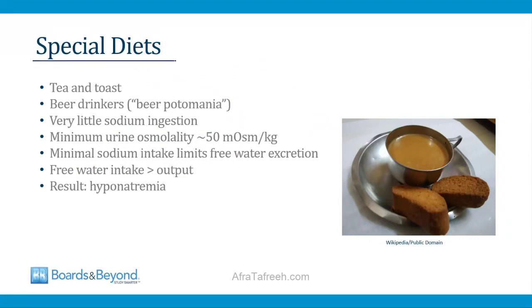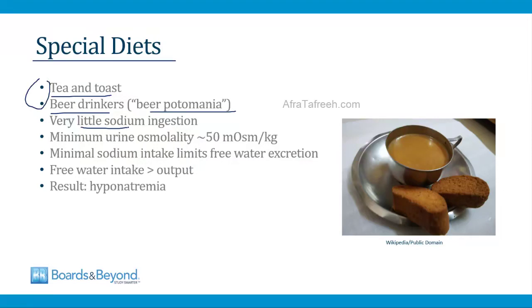There are certain special diets that contain so little sodium that they can lead to hyponatremia. One of the classic diets to do this is the tea and toast diet. Some people go on this diet to lose weight, and it contains very little sodium. Many beer drinkers consume very little sodium, and they develop a form of hyponatremia, sometimes called beer potomania. The problem with both of these diets is that they contain very little sodium. So you may be asking yourself, why is it that very little sodium ingestion leads to hyponatremia?